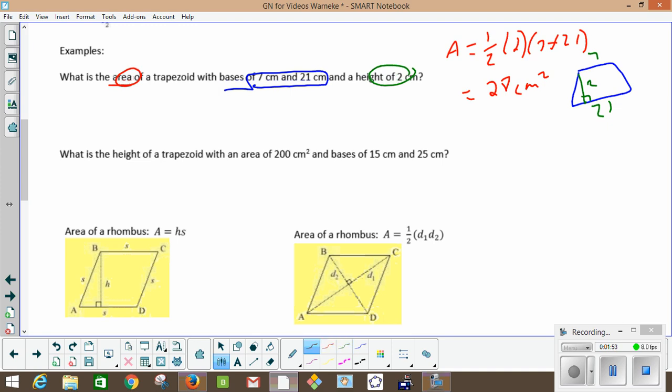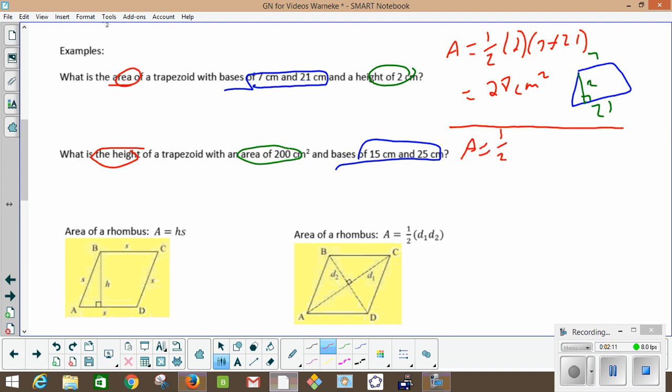The next question: what is the height of a trapezoid when they give you the area of 200 and the bases 15 and 25? So we are going to work backwards on this one, and we have the formula, which we know as area equals 1/2 times base 1 plus base 2, and then times height.